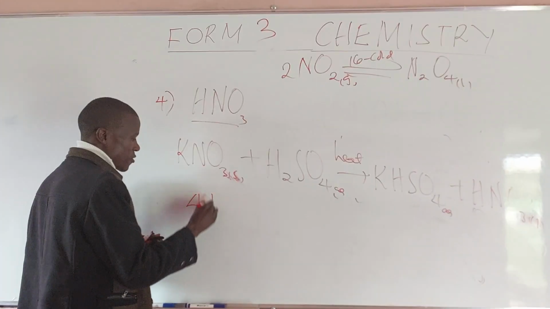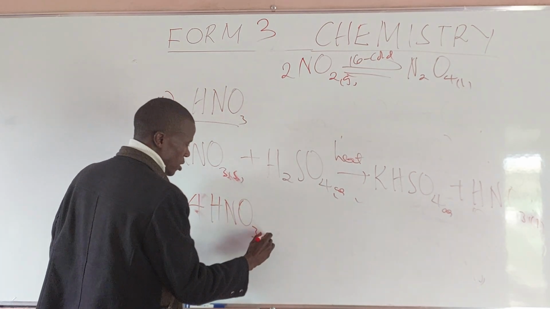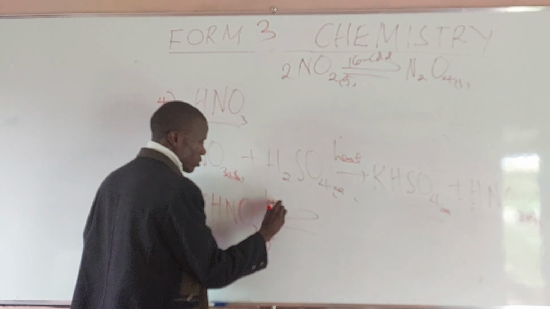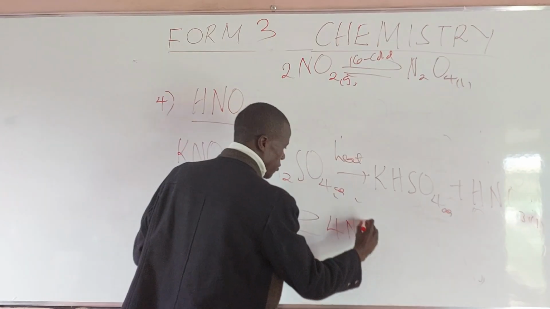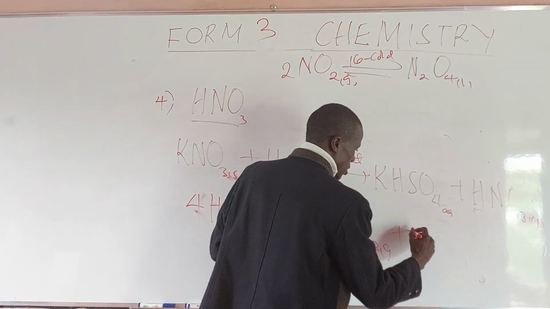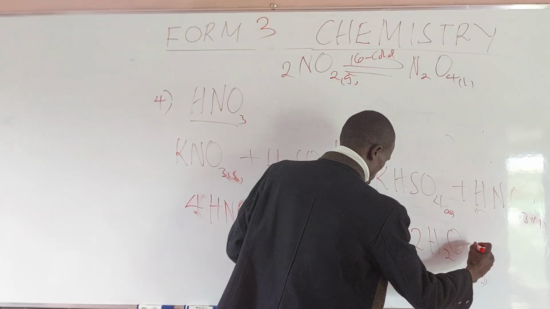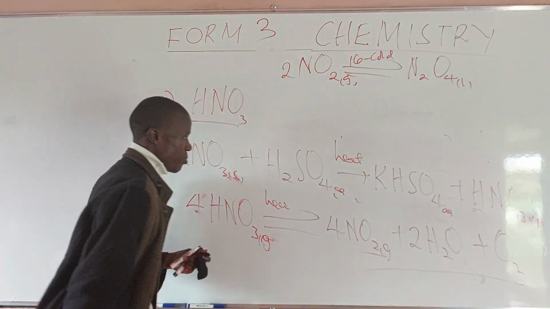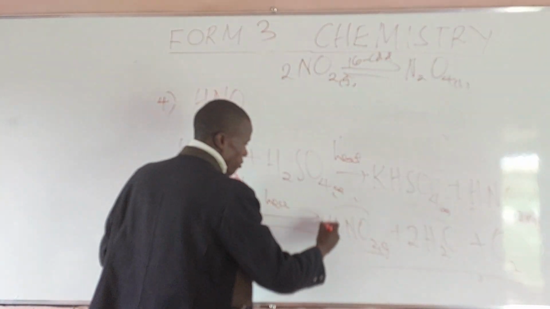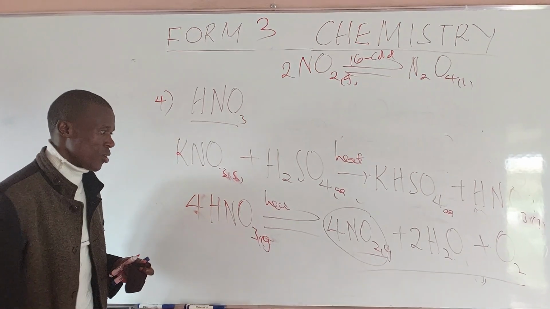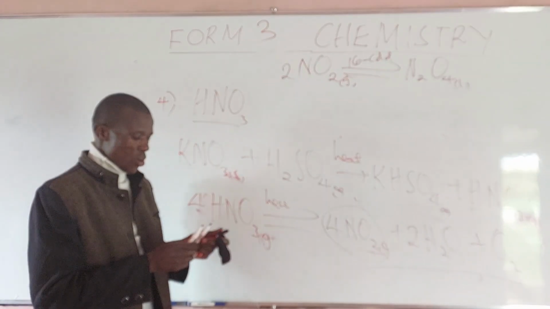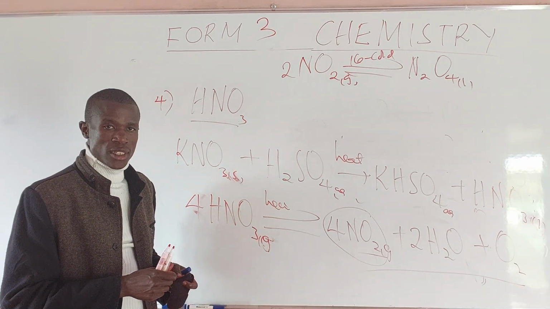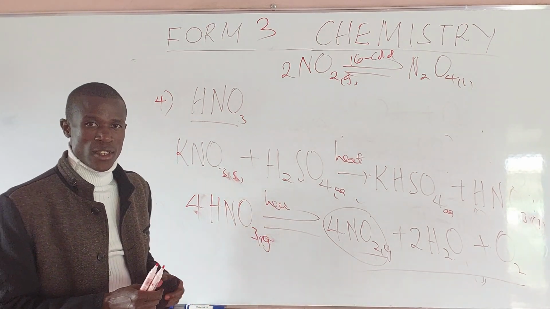When some of the nitric 5 acid fumes are decomposed, this is actually reversible. We're going to form 4 moles of nitrogen 4 oxide, 2 moles of water, and 1 mole of oxygen gas. And that is why when preparing this acid, you normally see some brown fumes, which are as a result of nitrogen 4 oxide gas.